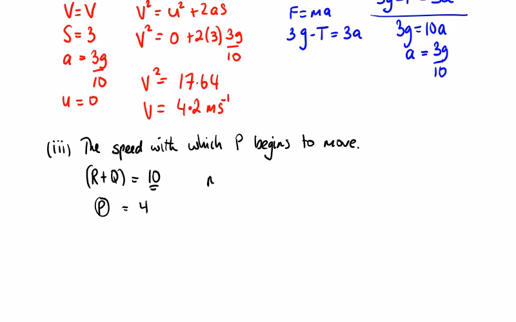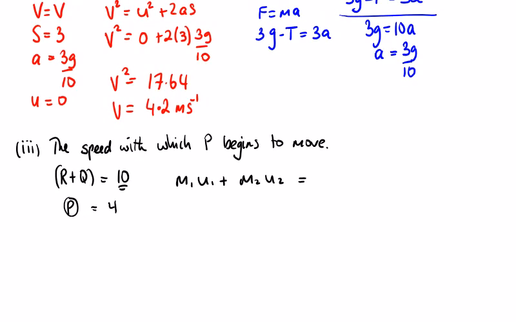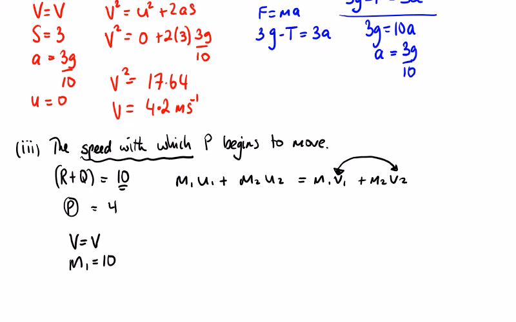So our principle of conservation of momentum, m1 u1 plus m2 u2 is equal to, and we'll see this more commonly used in impacts and collisions, m1 v1 plus m2 v2. Now these are going to be moving at the same speed, so these v's are the same. So this is the v that we're looking for, the speed at which P begins to move. So let's write out what variables we have. m1 is equal to 10, the combination of R and Q.